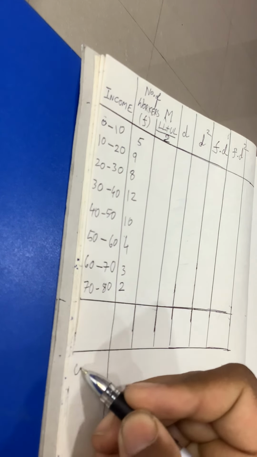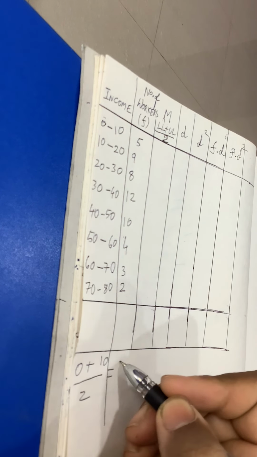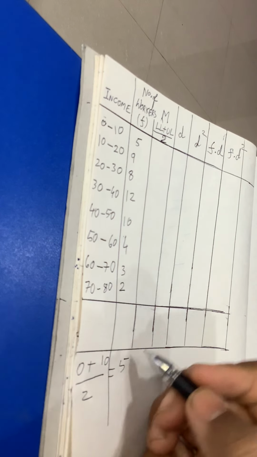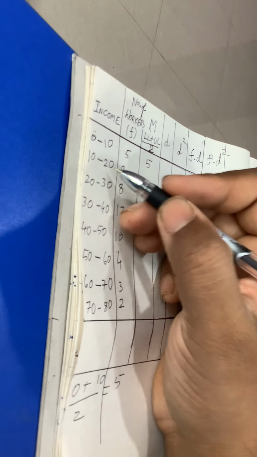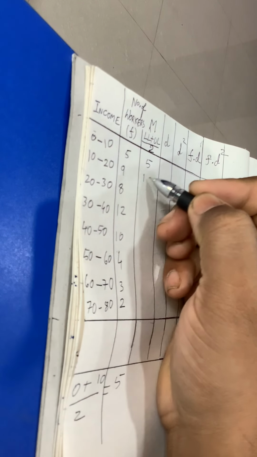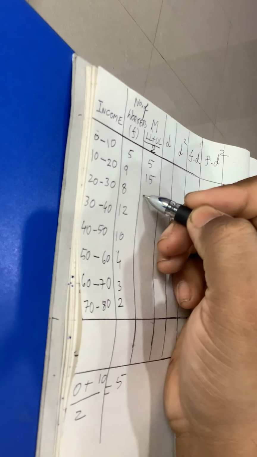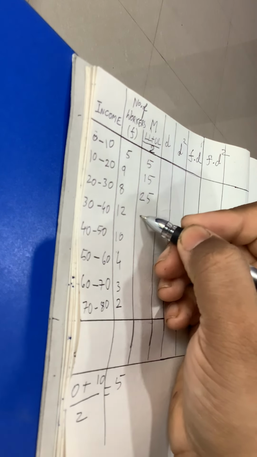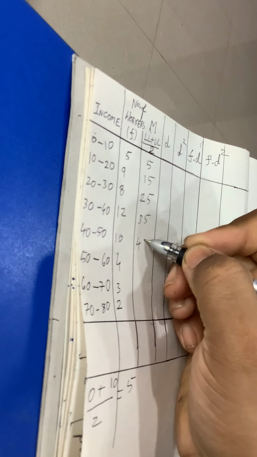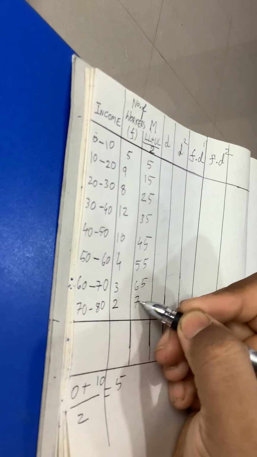So for the first class interval, we take 0 plus 10 divided by 2. This is equal to 10 divided by 2, which is equal to 5. So the first midpoint is 5. The second midpoint is 10 plus 20 divided by 2, which is 15. The third midpoint is 20 plus 30, 50 divided by 2, 25. You can do the rest of the calculations yourself, students. I am just writing down the values: 35, 45, 55, 65 and 75.